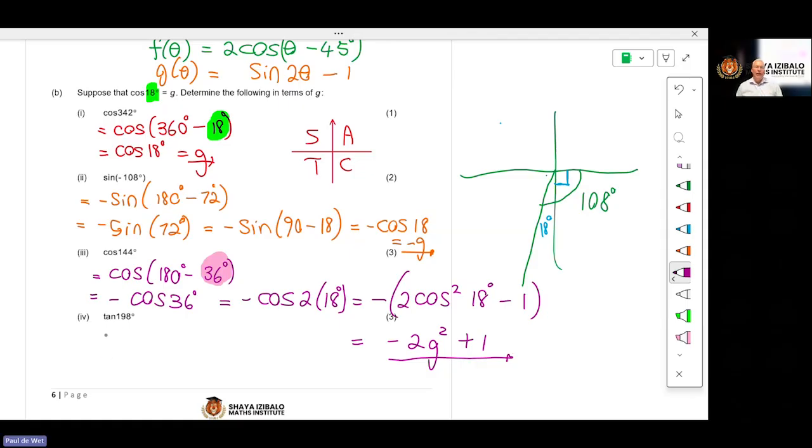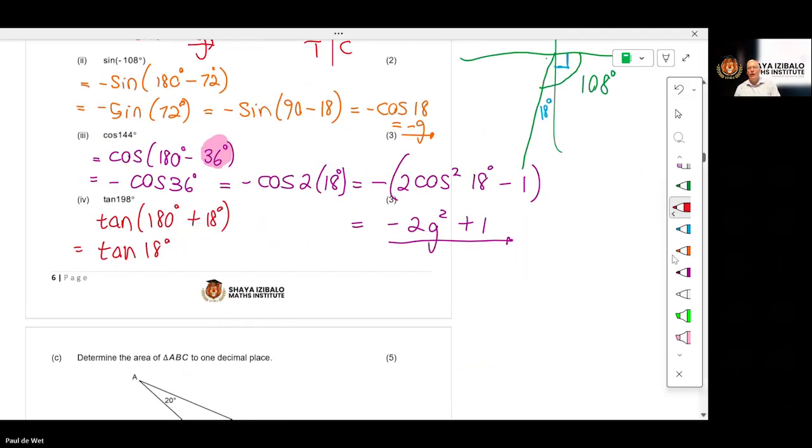Right, tan of 198. So tan of 180 plus 18, yes. Is it positive or negative in quadrant 3? Positive. Well done. And then what did you do? Square root of 1 minus its square.